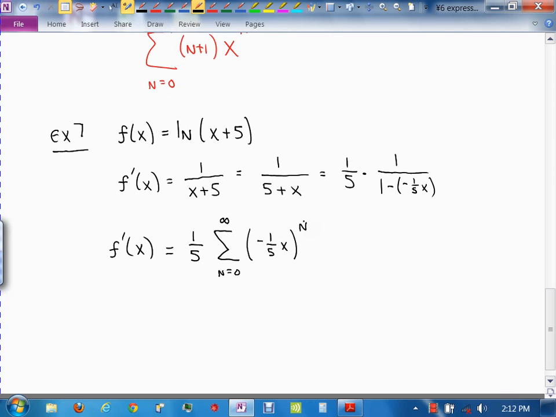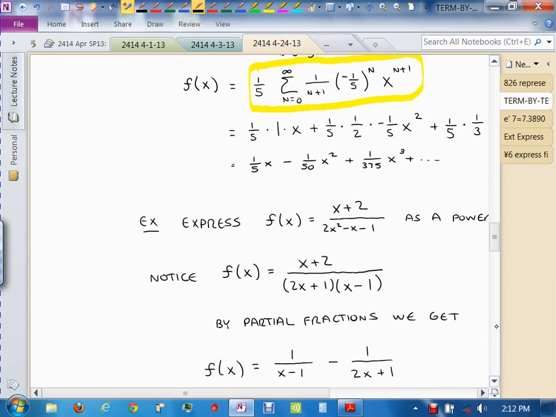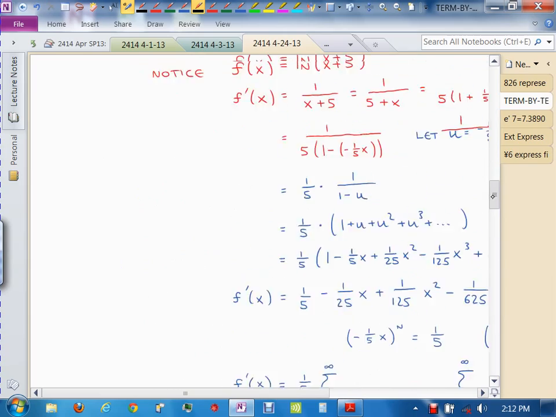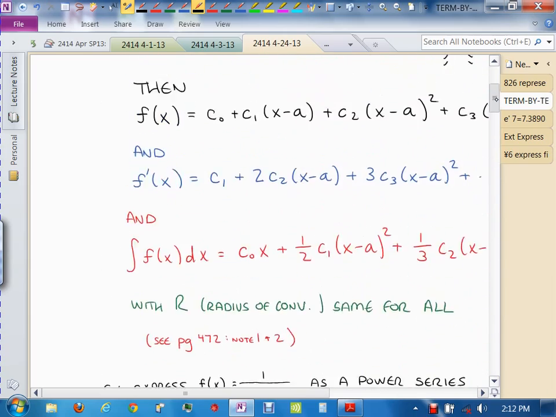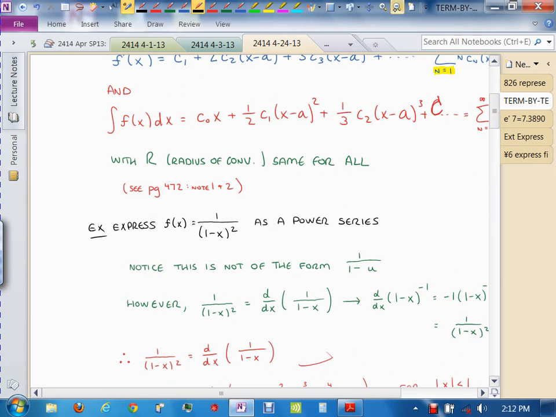Any questions on that? Now, before you integrate, what I recommend you do is look back at this formula for the term-by-term integration and differentiation that I've gone past here. For the formula, where is it?